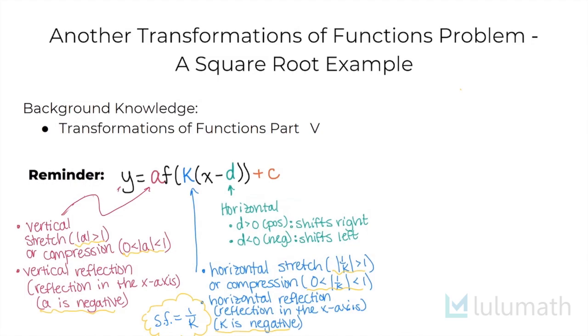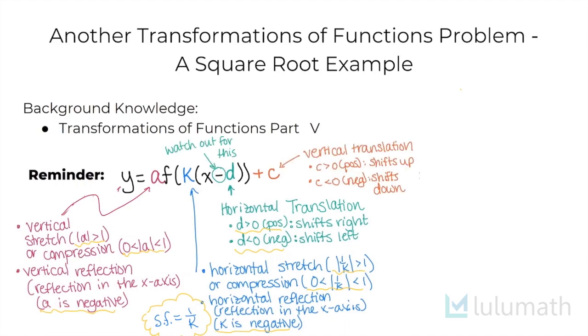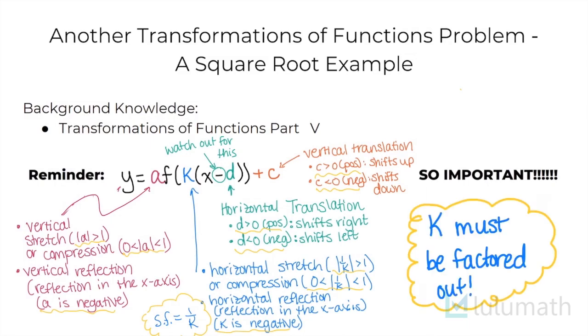And then the d value represents a horizontal translation. And if d is greater than 0 or positive, it shifts right. And if d is less than 0 or negative, it will shift left. But don't forget to take that minus sign into consideration. And the c value represents a vertical translation. And if c is greater than 0 or if it's positive, it shifts up. And if c is less than 0 or if it's negative, it shifts down. And a super important reminder is that the k value has to be factored out. So this k right here must be k multiplied by the quantity x minus d.